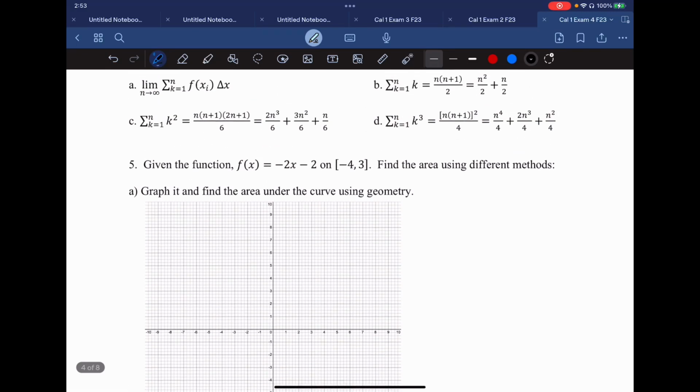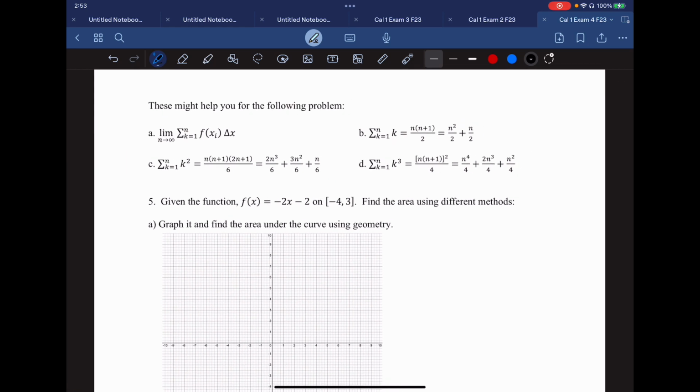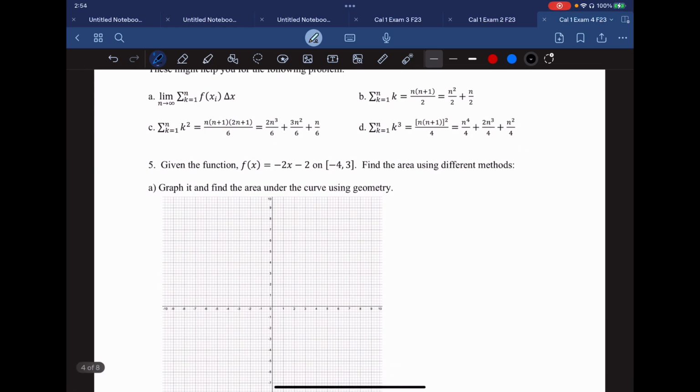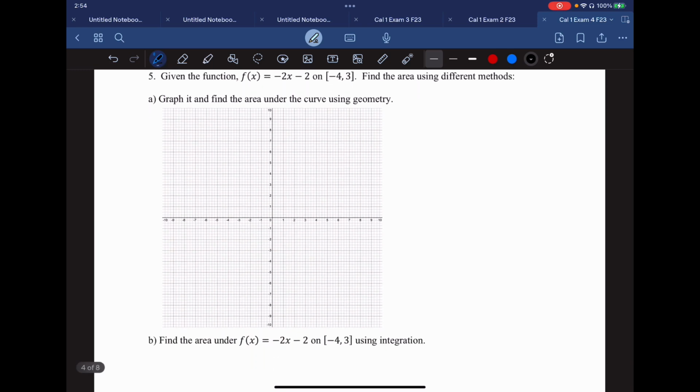All right, so we're on exam 4. Let's take a look at number 5. So, given the function f of x equals negative 2x minus 2 on the interval negative 4 to 3, find the area using different methods. Okay, graph it and find the area under the curve using geometry.